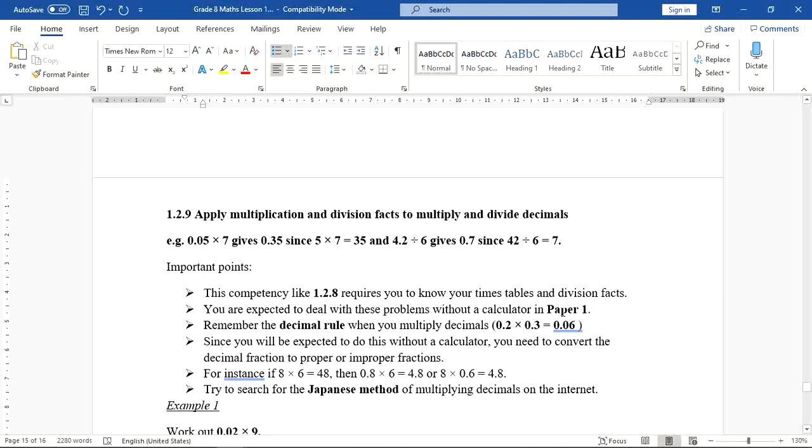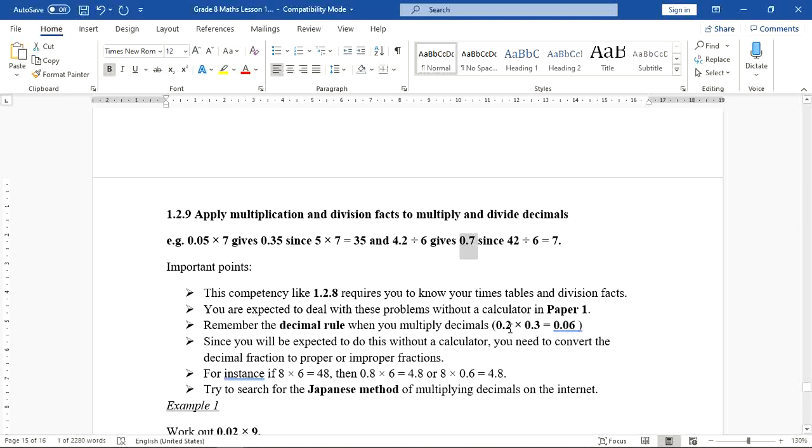So let's say you want to work out 0.2 times 0.3. So we know that the decimal rule says if the two numbers that we are multiplying, this one is one decimal, this one is another decimal, so the answer must have 2 decimals. Just like here, look at this. This one has 2 decimal places. So the answer must also have 2 decimal places. Just like here, this one has 1 decimal place, this one has no decimal place, so the answer must have 1 decimal place. So this is what we have done in grade 7.